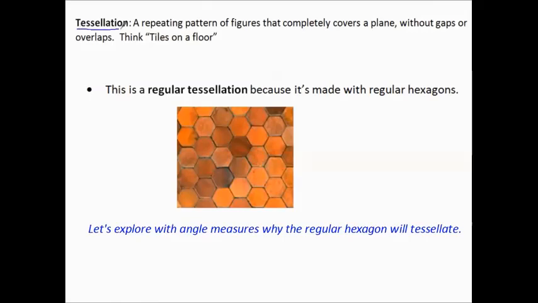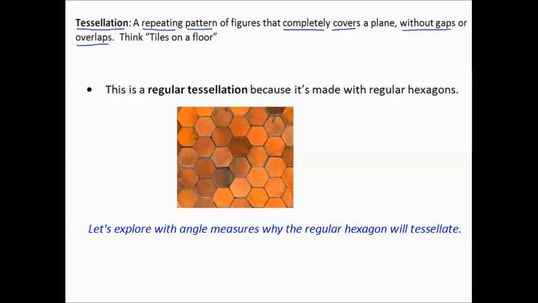Remember that a tessellation is a repeating pattern of figures that completely covers a plane without gaps or overlaps. Think tiles on a floor. Maybe you even look down at the floor upon which you're sitting or standing and notice what kind of tessellation pattern that is. In our school building, do you see what kind of shape that is? Write it down, maybe in the margin or somewhere on your note sheet.